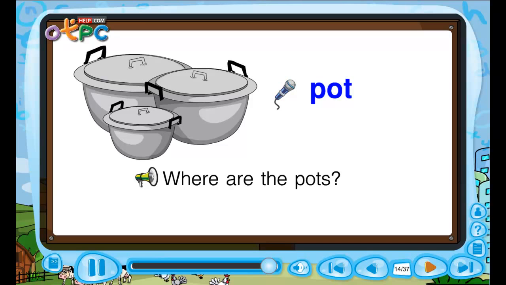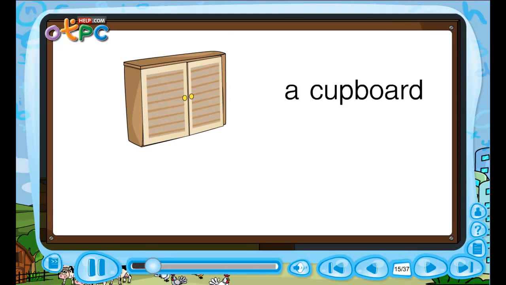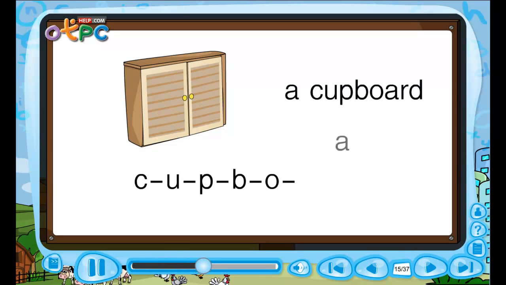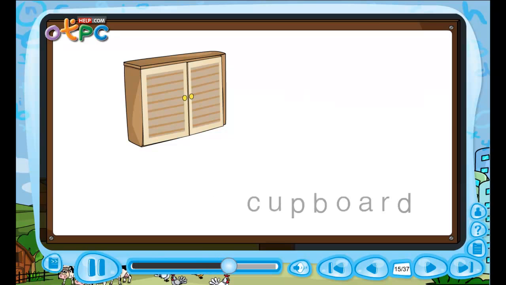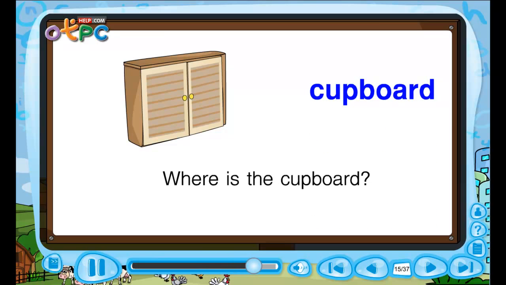A cupboard. C-U-P, cupboard. Where is the cupboard? Sink.